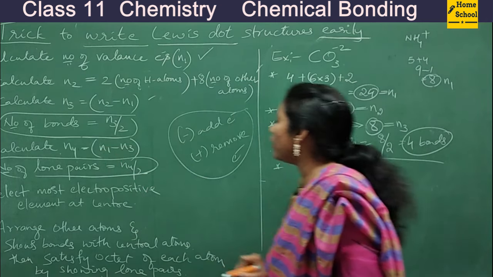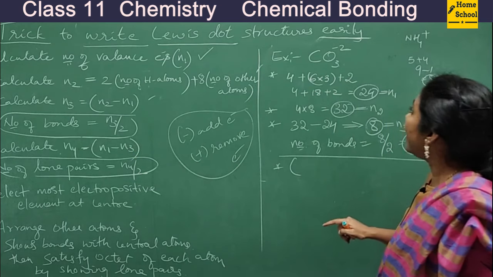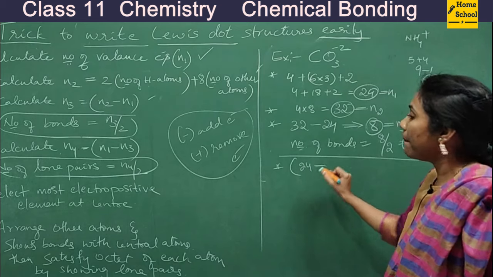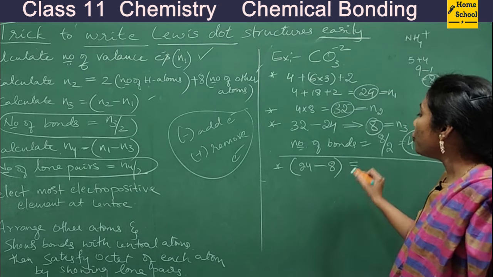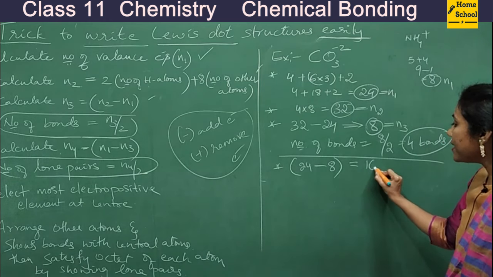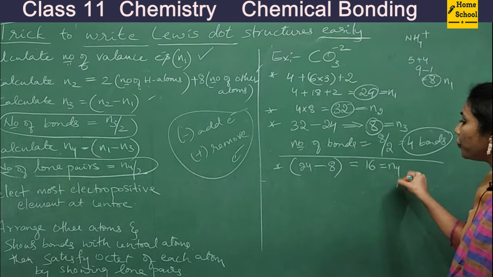Calculate N4. So how do you calculate N4? N1 minus N3. What is N1? N1 is this, 24, right? Minus N3. N3 is 8. So how much do you get here, guys? You will get around 16, right? So 16 is your N4.